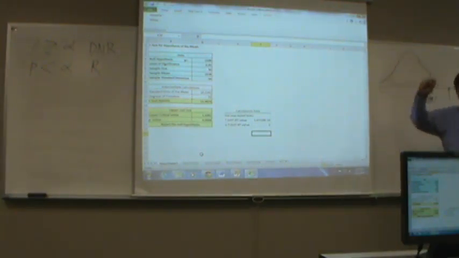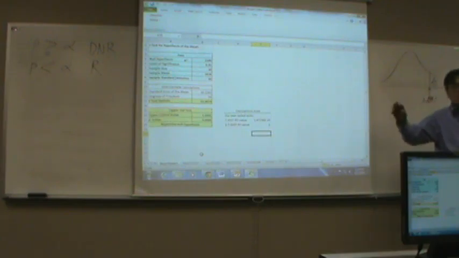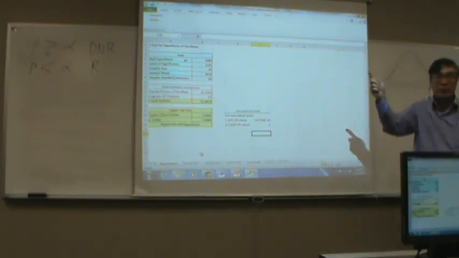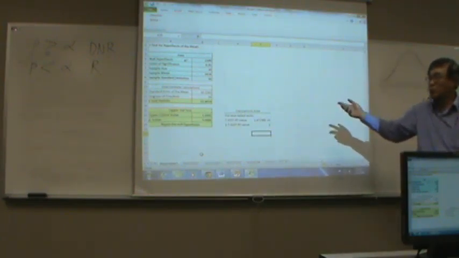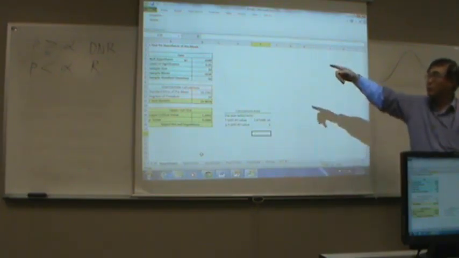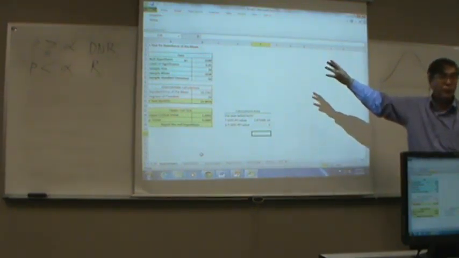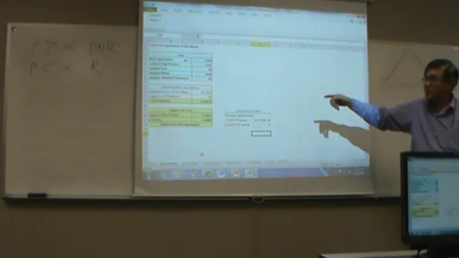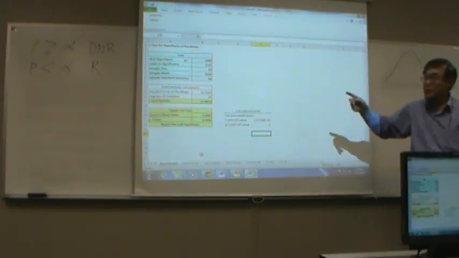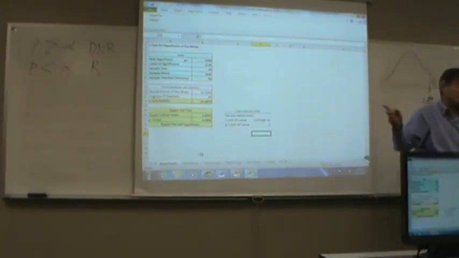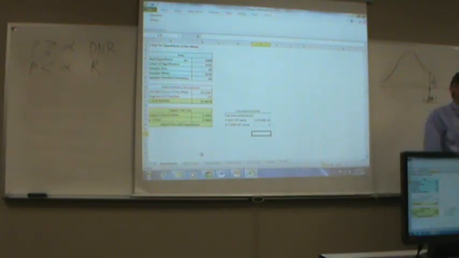Using test statistic and critical value, or using p-value: greater than or equal to alpha, do not reject the null hypothesis. P-value less than alpha, the significance level, then reject the null hypothesis. Either way is okay.